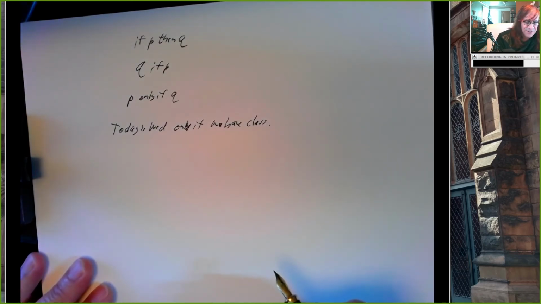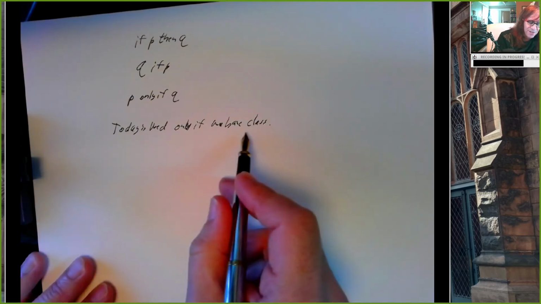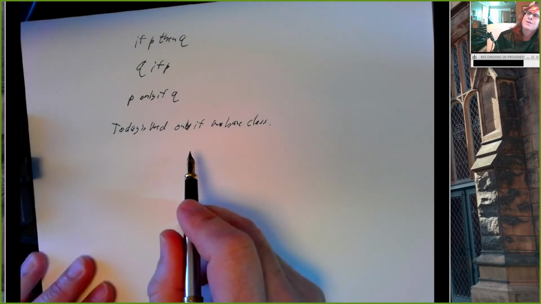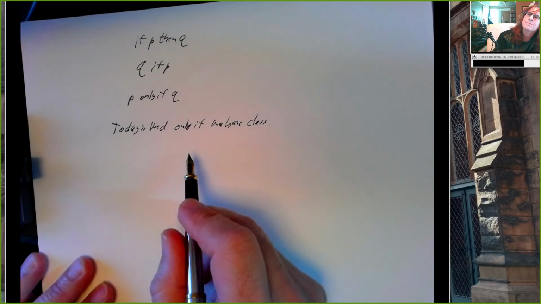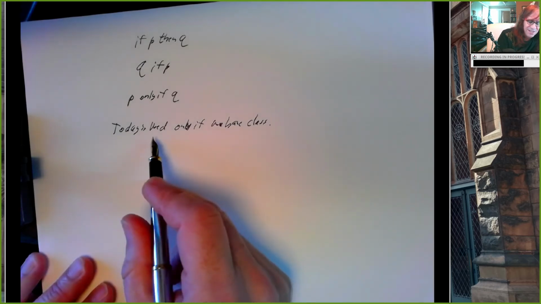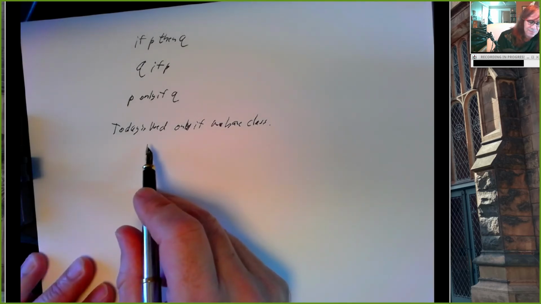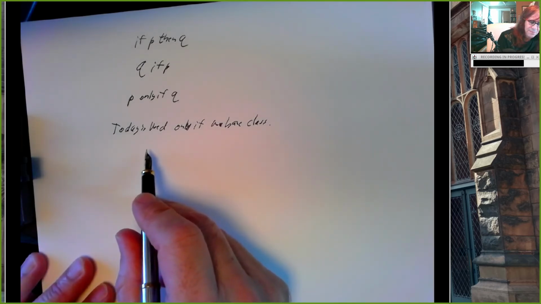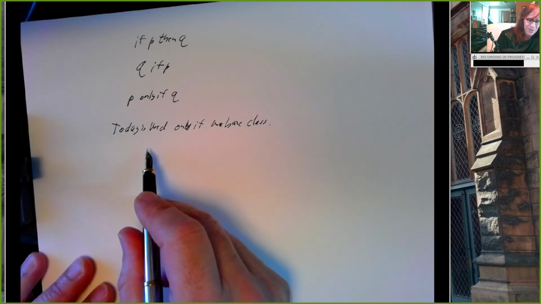No, this is actually a true proposition. It's really weirdly worded, which is why I'm putting it here, right? Today is Wednesday only if we have class. So how else can we word that? Right, I mean, what this is saying is that if we don't have class, then today cannot be Wednesday. Okay. Right?